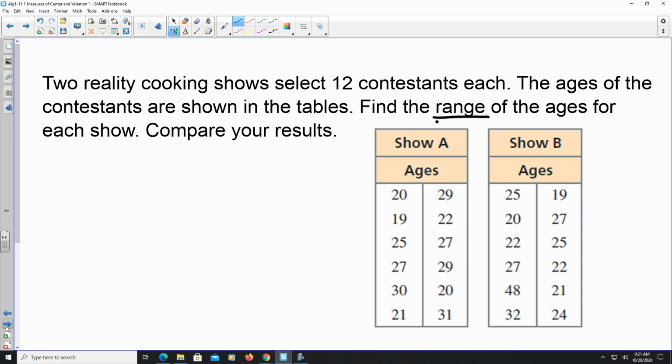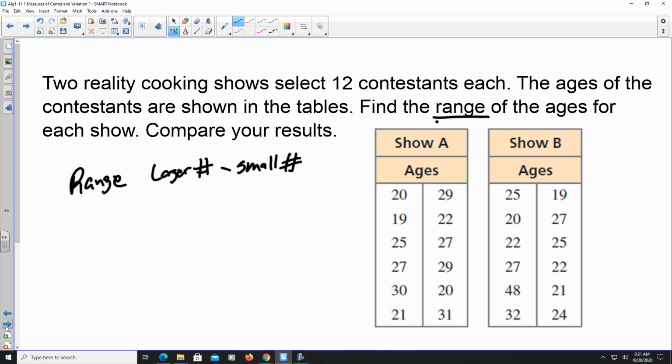trying to find. All you are going to do to find the range is look at your largest number and subtract the smallest number. And that's where you're going to find your range.